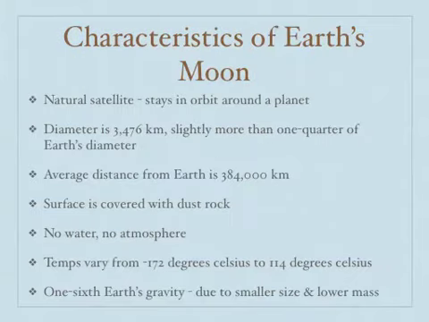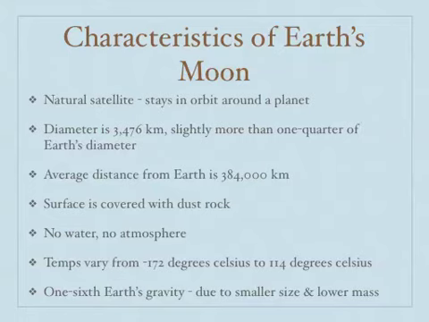Now we're going to talk a little bit about Earth's moon. Earth's moon is considered a natural satellite, and all that means is it stays in orbit around a planet. That's what a satellite is. The diameter of the moon is small, especially compared to the Earth. It's 3,476 kilometers at the equator.